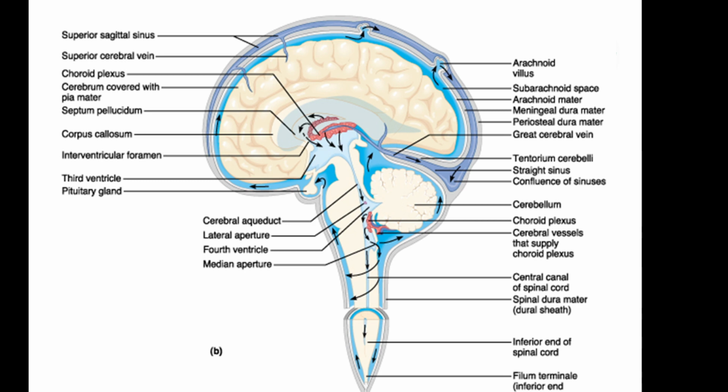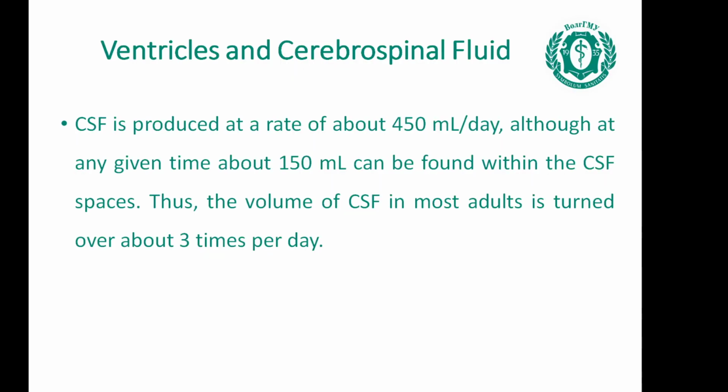This is the scheme of circulation of the cerebrospinal fluid. Cerebrospinal fluid is produced at the rate of about 450 milliliters per day, although at any given time about 150 milliliters can be found within the cerebrospinal fluid spaces. Thus, the volume of the cerebrospinal fluid in most adults is turned over about 3 times per day.